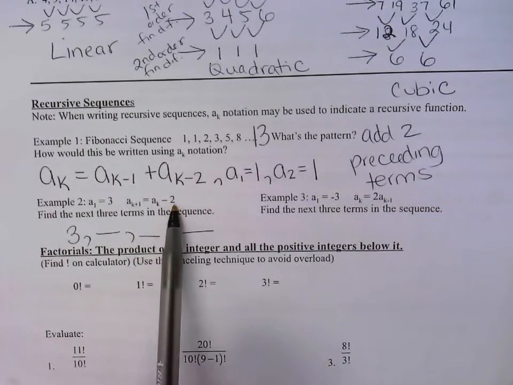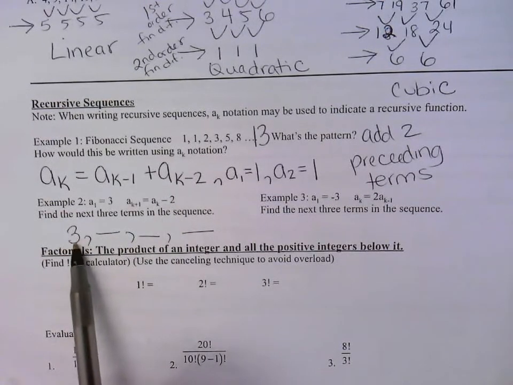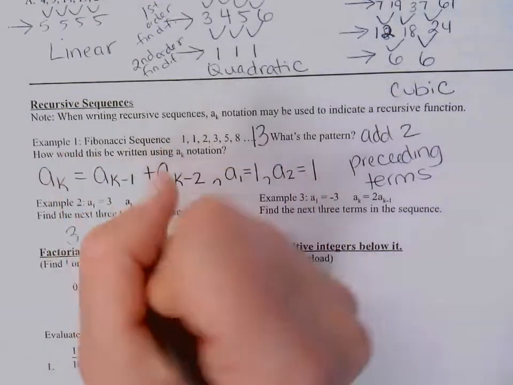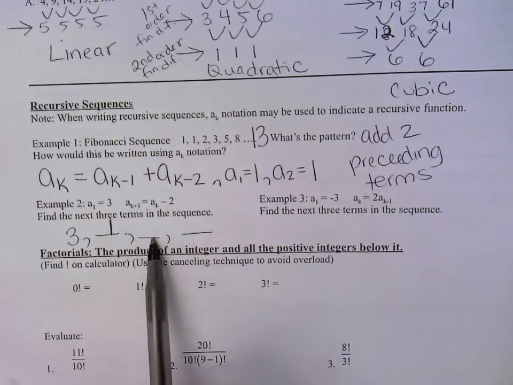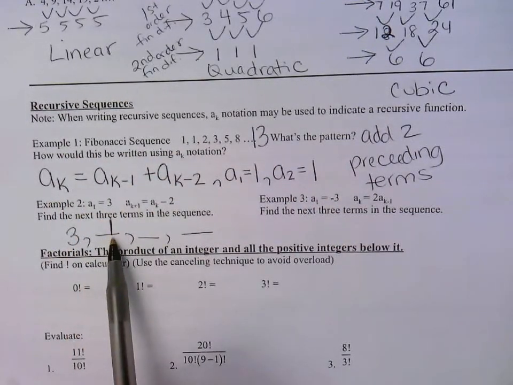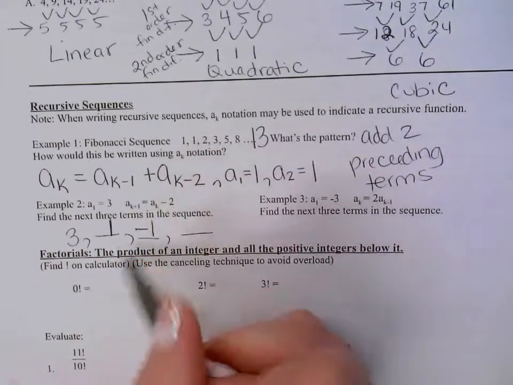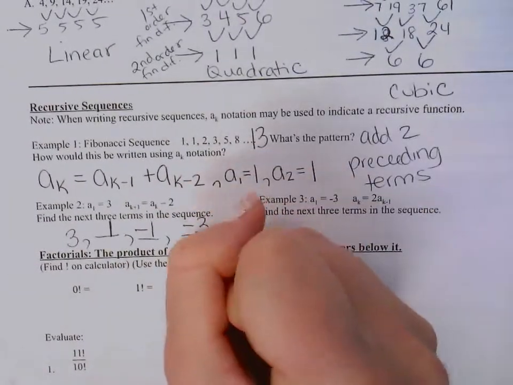So what would I do? Just subtract 2 from this 3. So 3 minus 2 would give me 1. How do I get the next term? I'm going to subtract 2 from the 1 and get negative 1. Then I'm going to subtract 2 again and get negative 3.